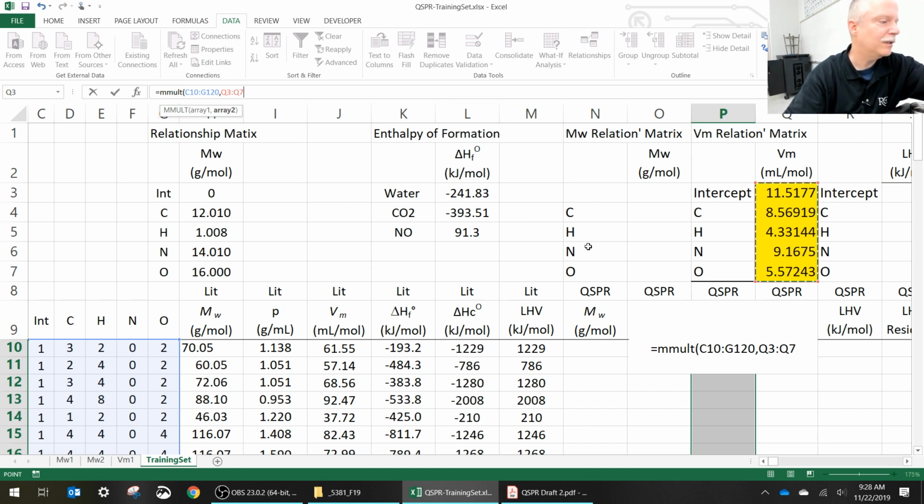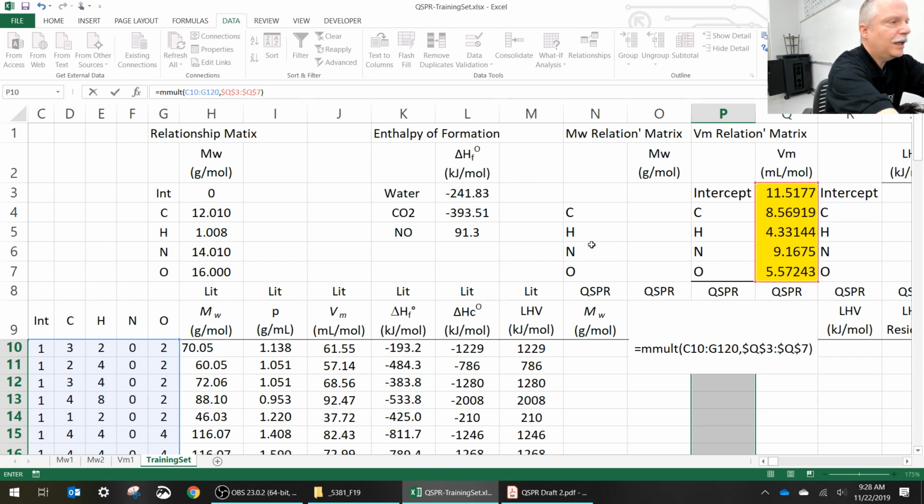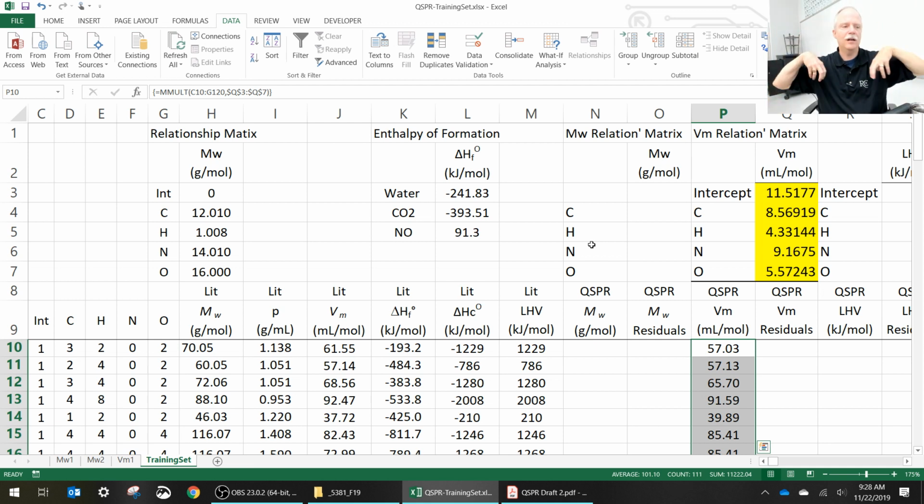And this one I want to anchor. And I'm going to close the parenthesis and hit Control, Shift, Enter. And I get all of my molar volumes.